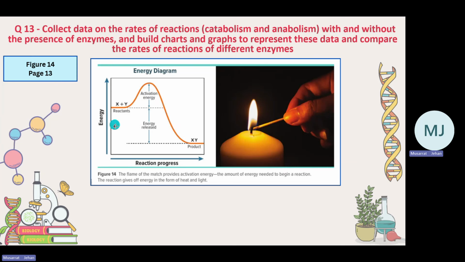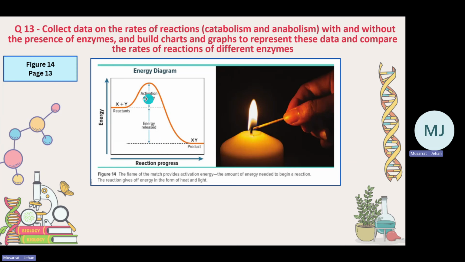Now, if you see this graph, here is the energy and here is the reaction progress. So the reactants have this much energy and the products have this energy. So we can see in this graph that the energy of the reactants is more than the energy of the products. So what happened? Where did the energy go if the reactants had more and the products had less? It means the energy went out of the system. It was released. And when energy is released, we call it an exothermic reaction. It exits, it goes out.